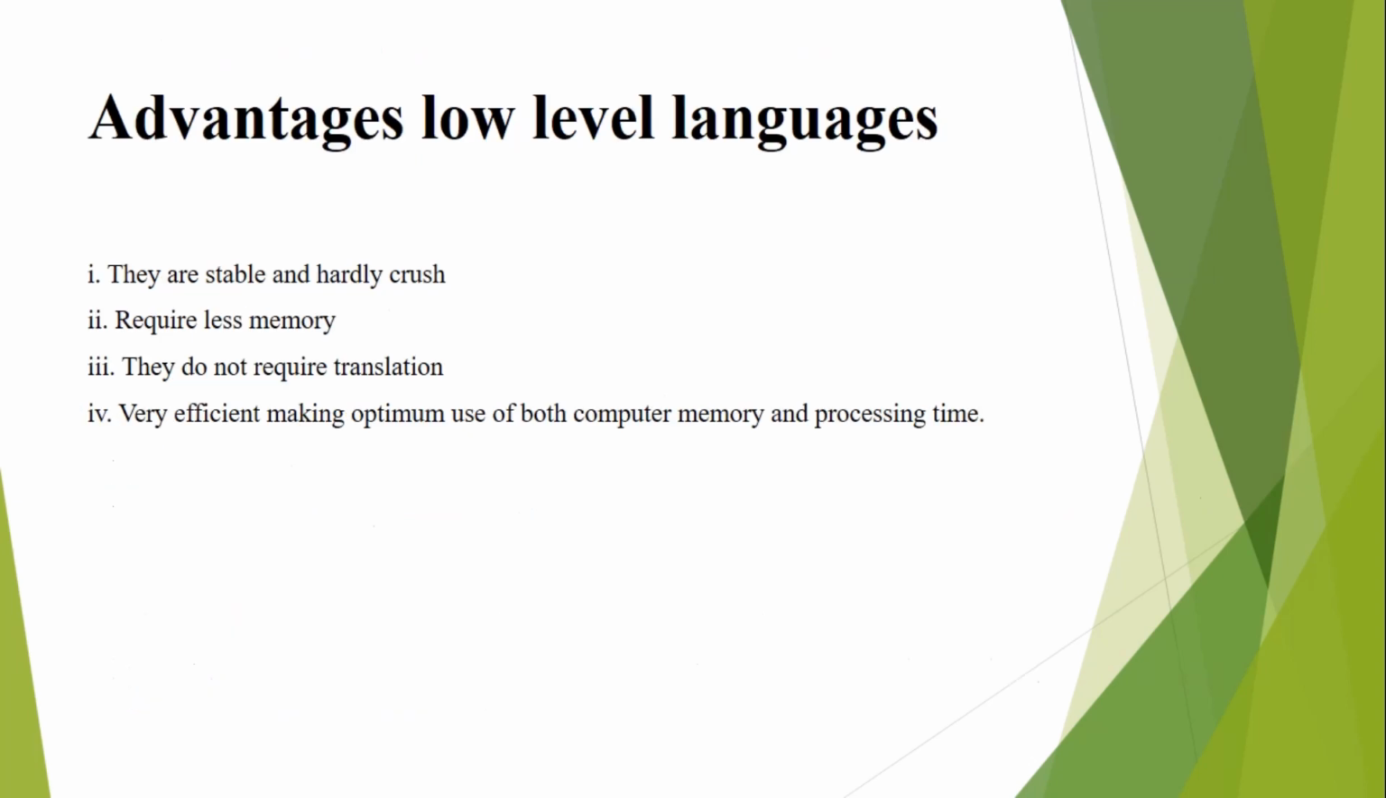So in general, when we speak of low-level programming languages, we can speak of the advantages in general, and we say they are stable and anti-crash. They require less memory. They do not require translation except for the assembly language, where you translate it into machine language using an assembler. And you can also say they are very efficient, making optimum use of both computer memory and the processing time.